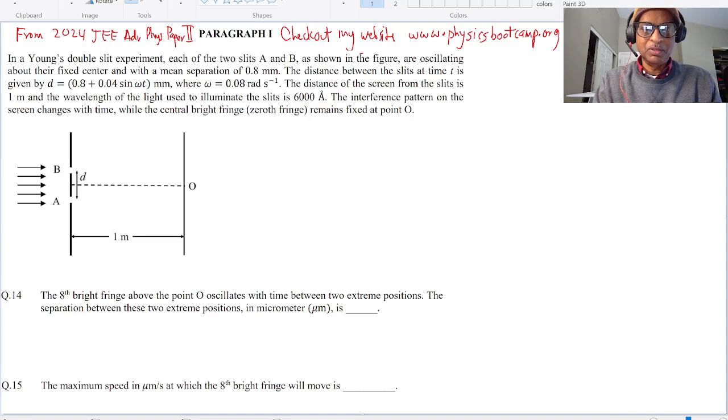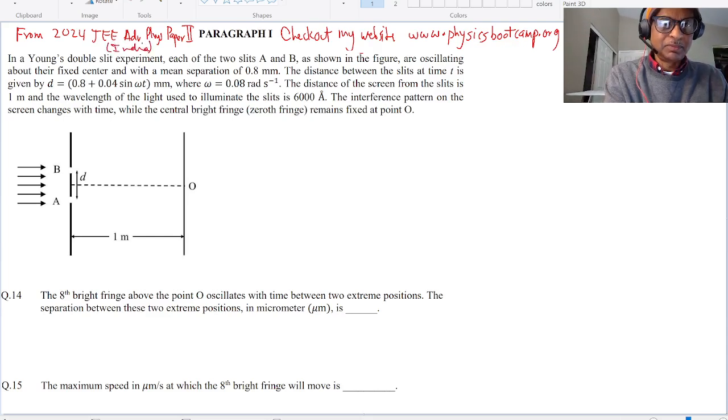So today we are going to go back and do the JEE paper 2 from 2024 from India. So this is from an Indian test or contest, you want to say.